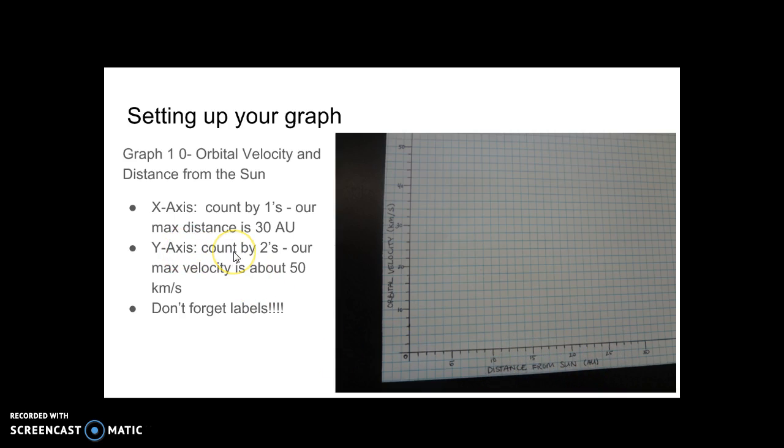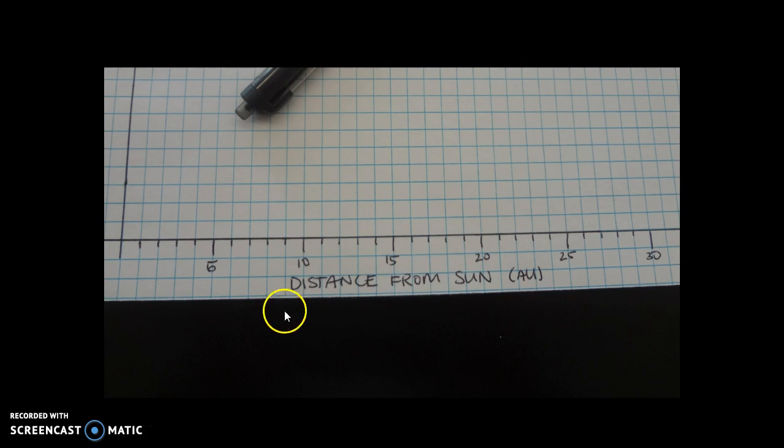Our y-axis, here we're going to count by twos. Our maximum orbital velocity is slightly less than 50 kilometers per second. So if every line is worth 2, 2, 4, 6, 8, 10, then we can easily fit it onto our y-axis without being microscopic. Notice again, I labeled my y-axis. You got to have labels. I'm showing you what to do. No labels, less points.